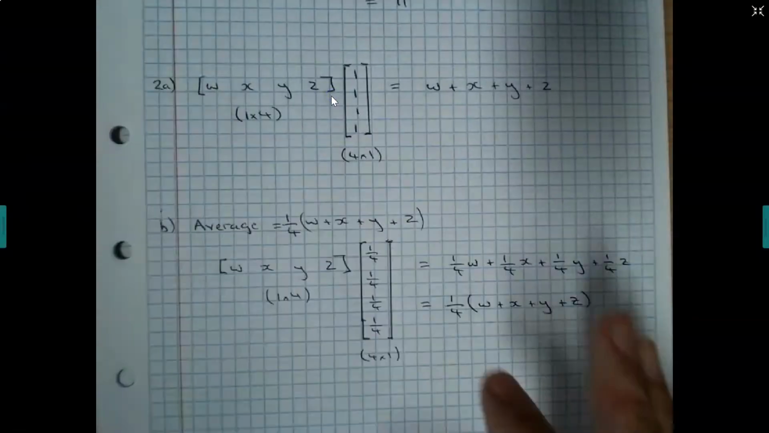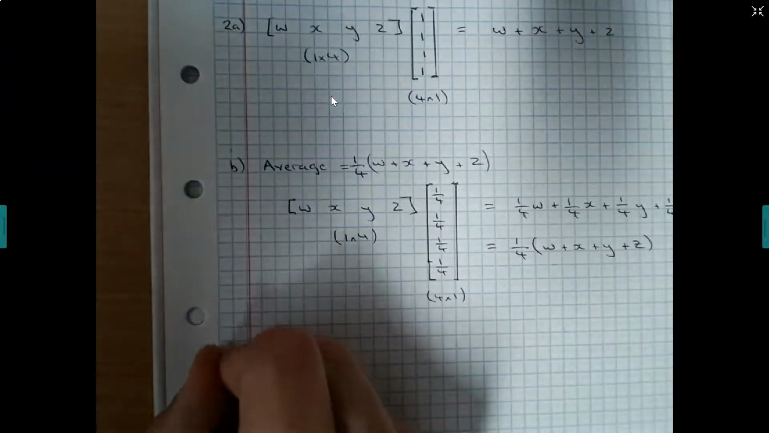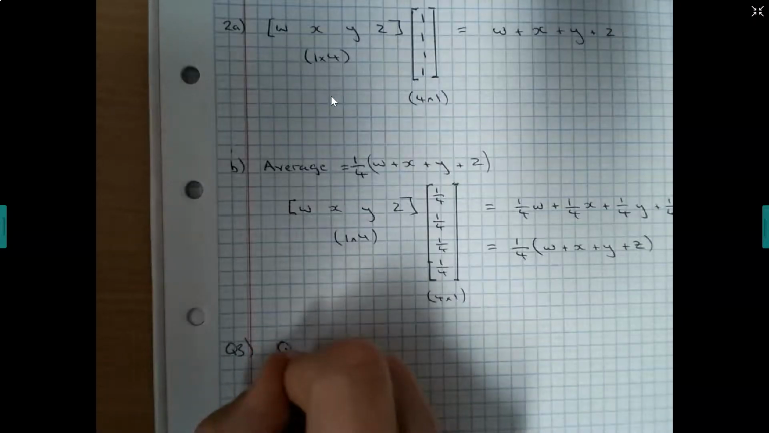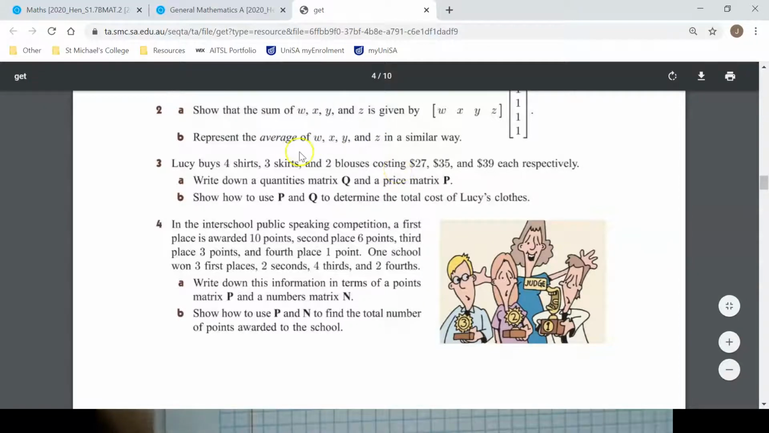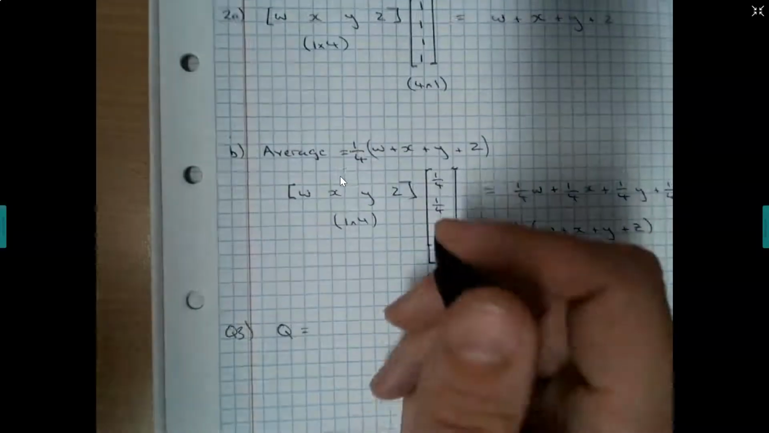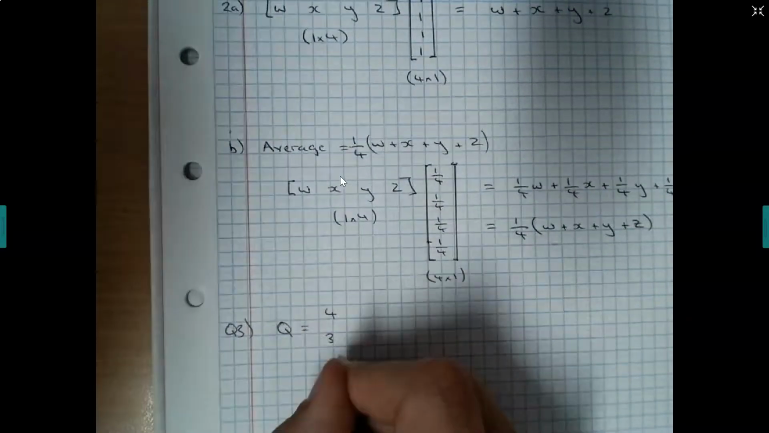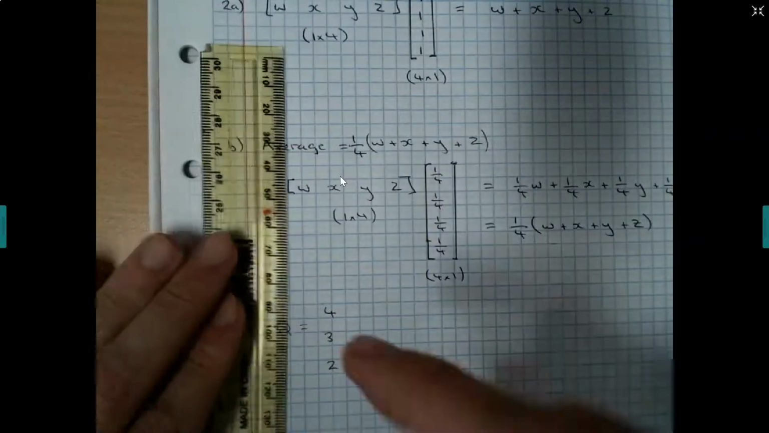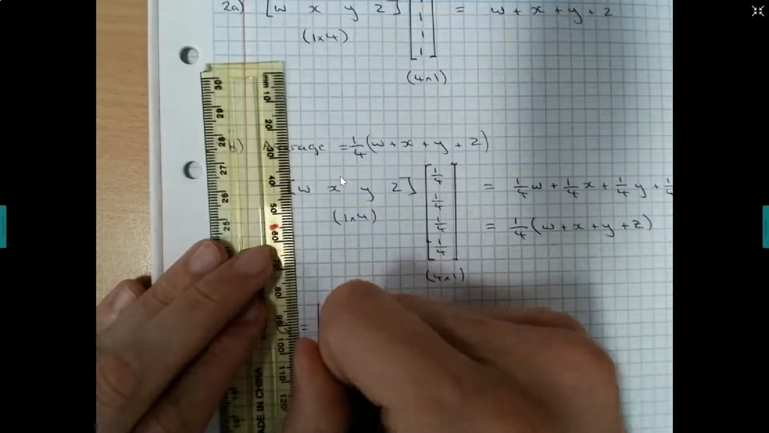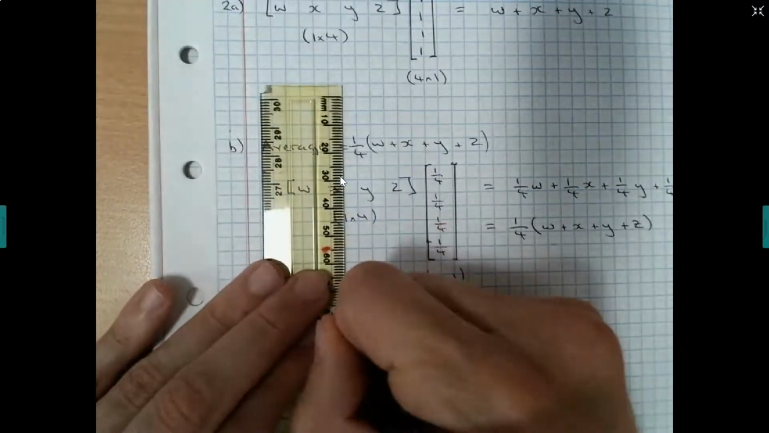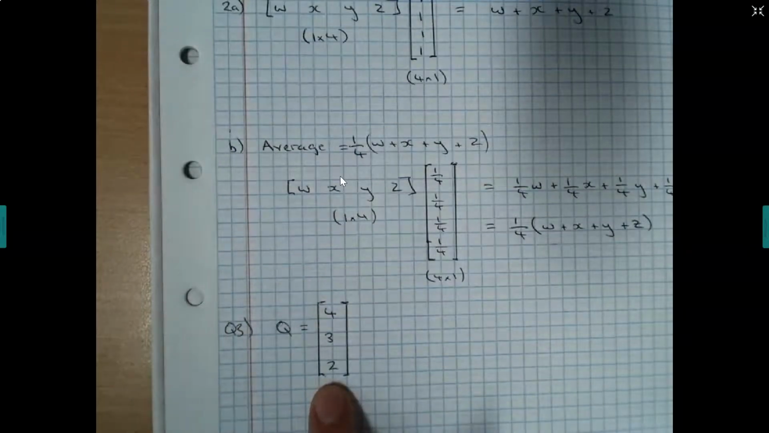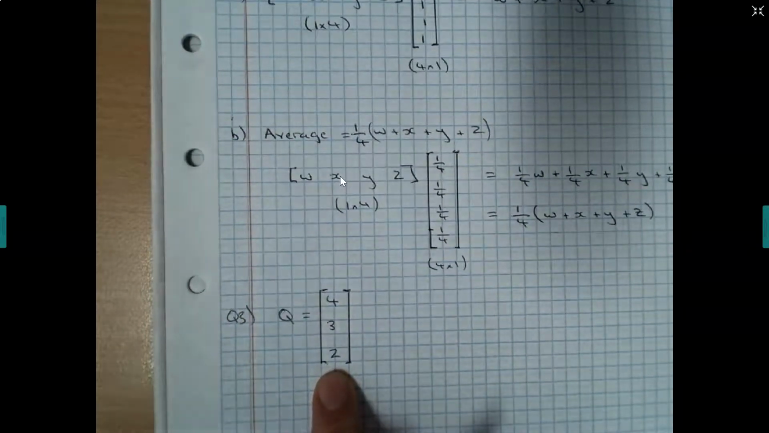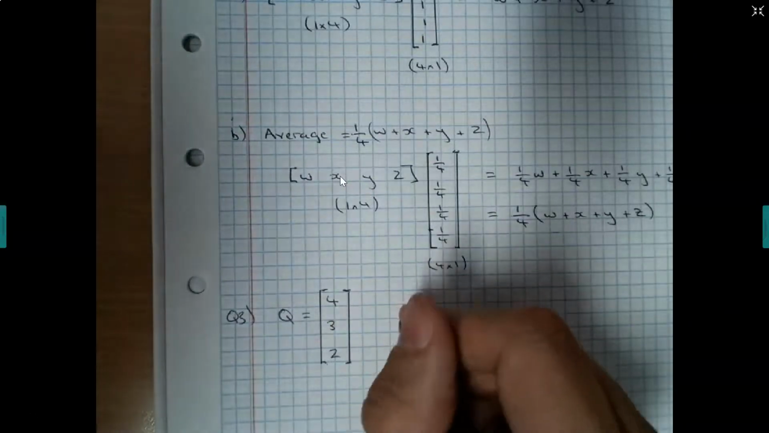So question 3. Our quantity matrix Q is given by, let's see how many pieces of clothing Lucy's bought. So we've got 4, 3, and 2. And then the cost matrix. Remember, if this is a column, then the cost matrix, because eventually we're going to have to multiply these, will have to be a row.